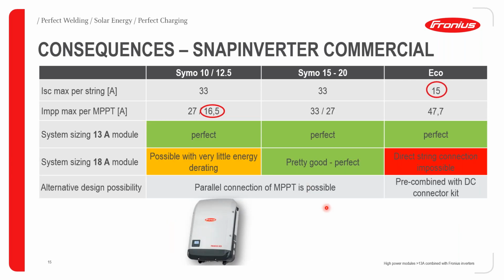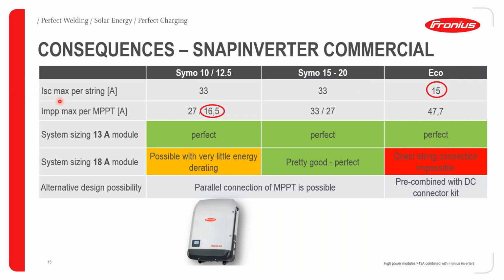In terms of the commercial installations, looking at Fronius inverters that are used for different commercial installations, here we have the Symo 10 and 12.5 kilowatts. We also have the Symo 15 to 20 kilowatts, as well as the Eco inverter. So the Eco is available in 25 and 27 kilowatts.